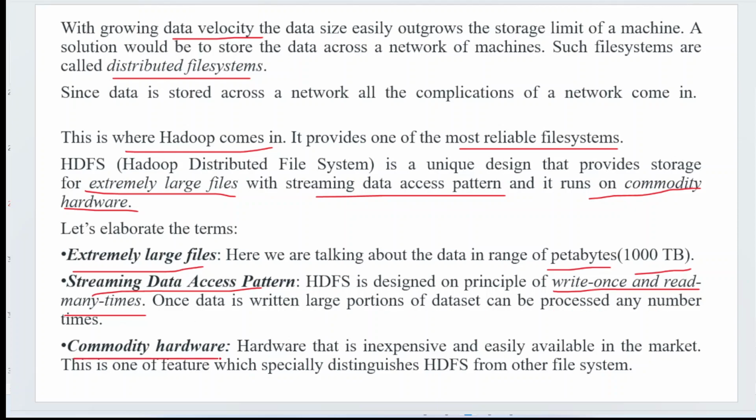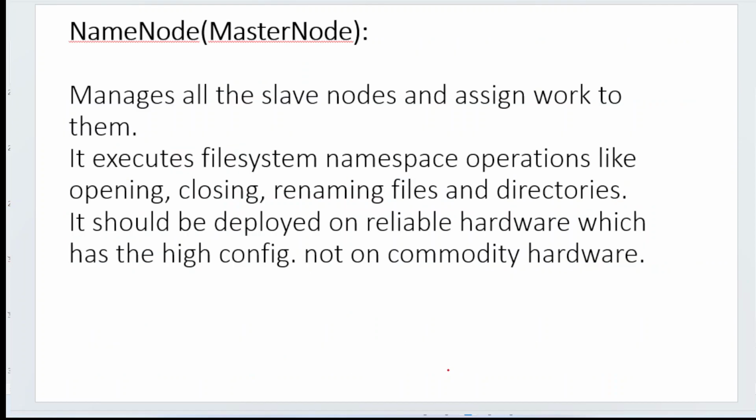And commodity hardware. What is commodity hardware? Hardware that is inexpensive and easily available in the market. We should be able to purchase all those commodity hardwares. We are not using the biggest servers or very huge RAM, racks, CPUs and hard drives here. We use very normal, inexpensive hardware, and this is one of the features that distinguishes HDFS from other file systems.